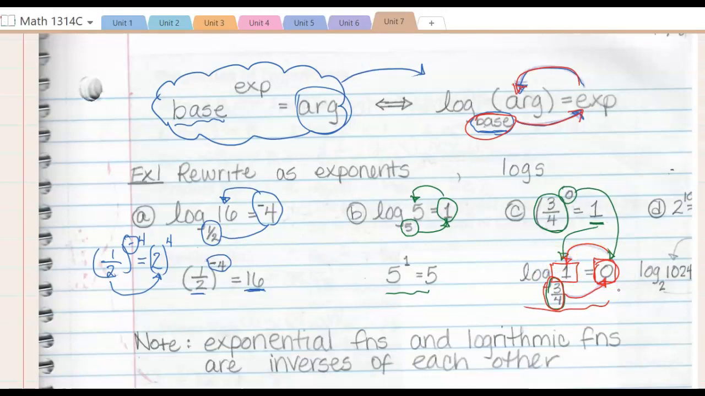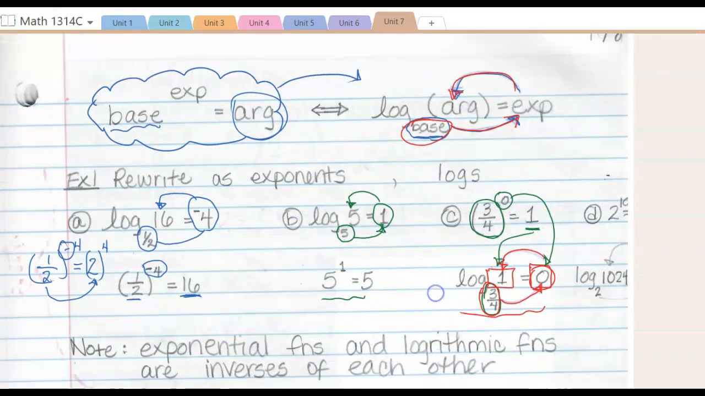Let's look at the last problem, and I apologize that some of it got cut off here. But let's say we have 2 to the 10th power is equal to 1024. So we're going to write this in terms of logs. We're going to find our base. Our base is 2, so we're going to say log of base 2 of our argument 1024 is going to equal our exponent of 10.